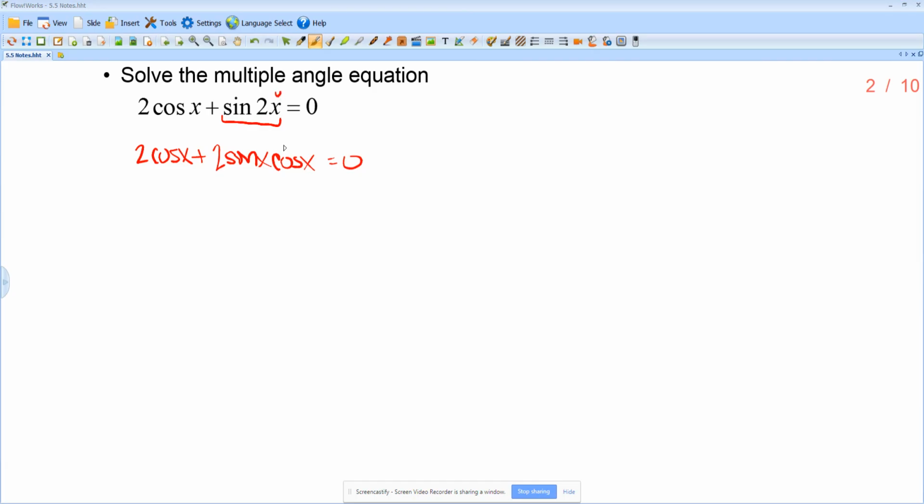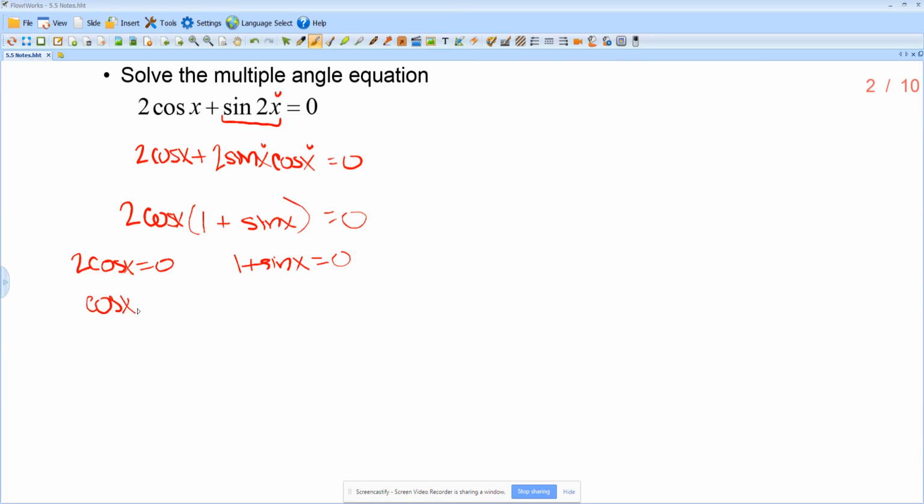This is really like our u. So 2 sine of u, cosine of u. At that point, I can see that I can factor out a 2 cosine x. And what I'm left with is 1 plus sine x equaling 0. Now that it's written as factors, I can set each one separately equal to 0. And then solve using all of that 5.3 knowledge that I have and maybe don't like. So here I get cosine x equaling 0. Here I get sine x equaling negative 1.